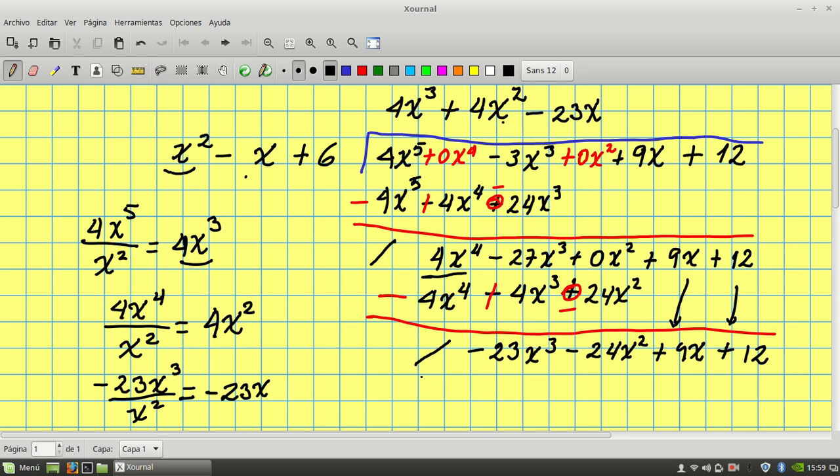Negative 23x times x squared is minus 23x cubed. Negative 23x times negative x is positive 23x squared. Negative 23x times 6 is negative 138x. And subtract.